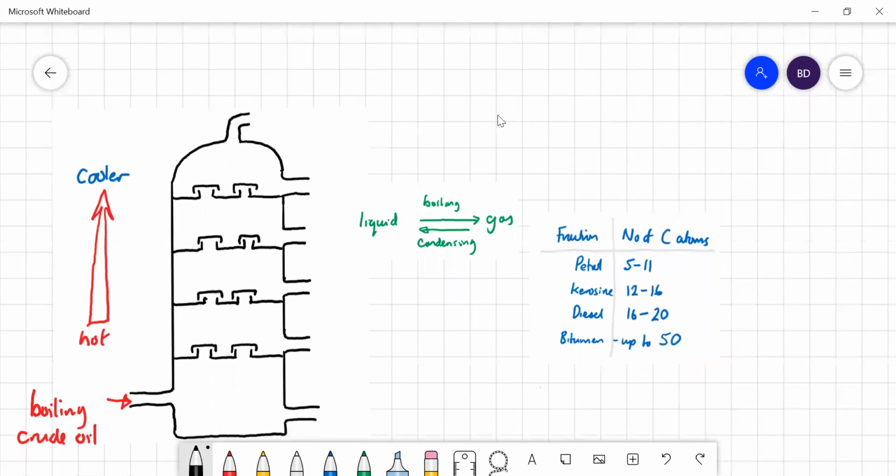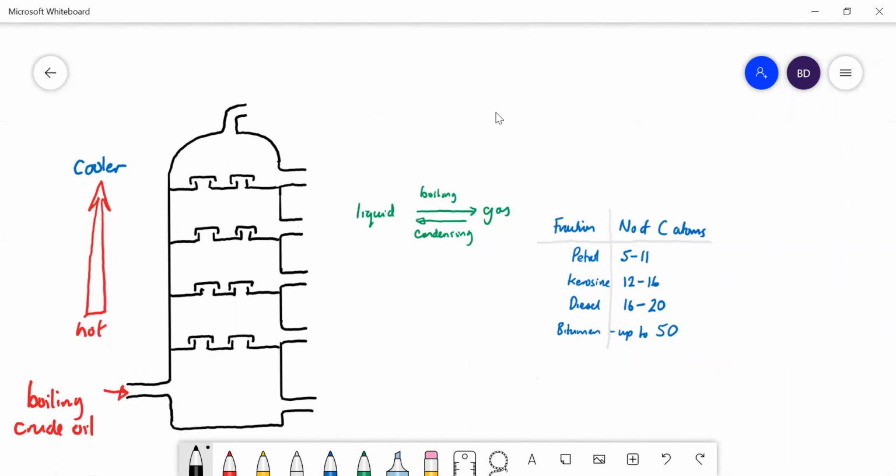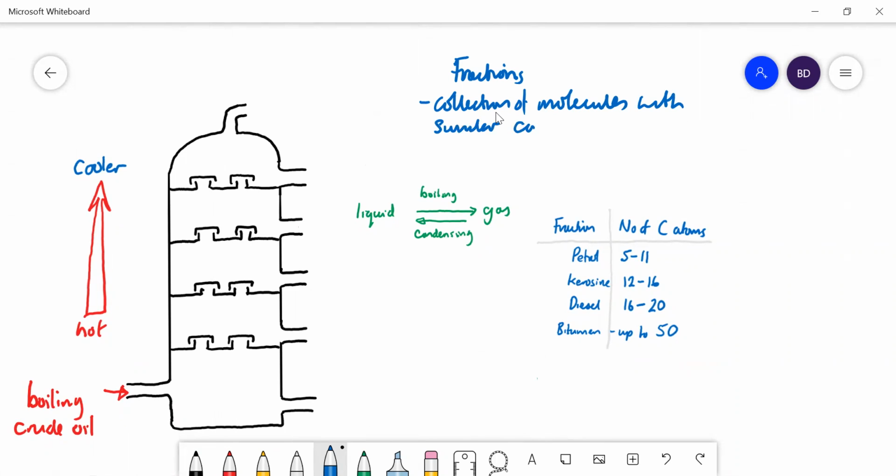Crude oil itself is no use. You can't use it as a fuel. It needs to be separated into these things called fractions. Now, fractions, so you have to define one. It's a collection of molecules with similar carbon chain length.